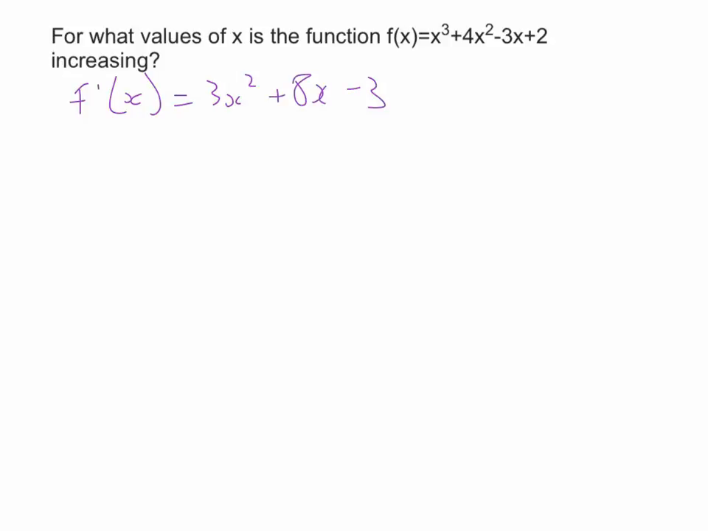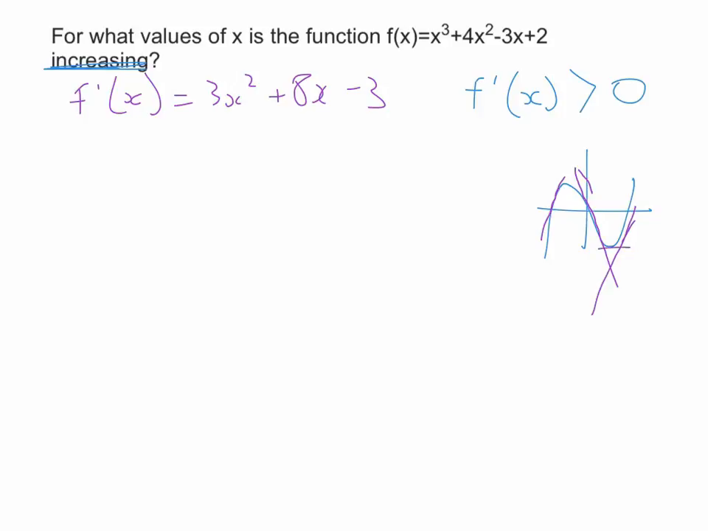Okay, we're looking for where it's increasing, which means that I need the first derivative to be positive. I need positive gradients for any tangent that I draw. Now obviously this is a cubic. This is the typical shape of a cubic. So we've got some points here where the gradient is positive. Over here the gradient's positive, then in the middle it's negative, and then out here it's positive. We've got a couple of turns as well.